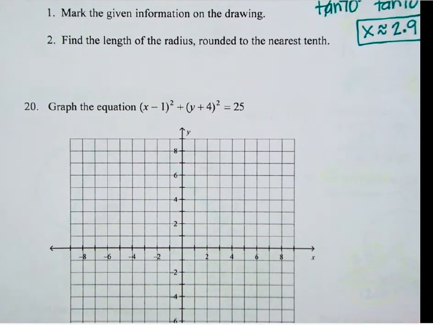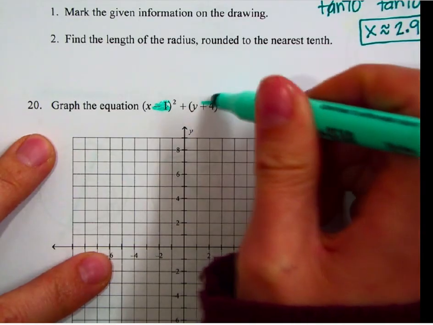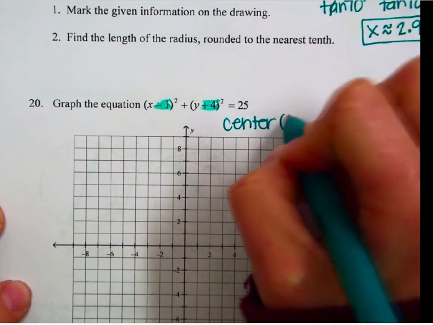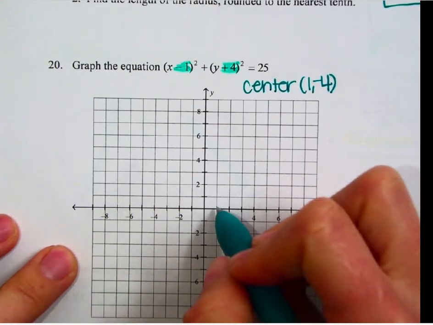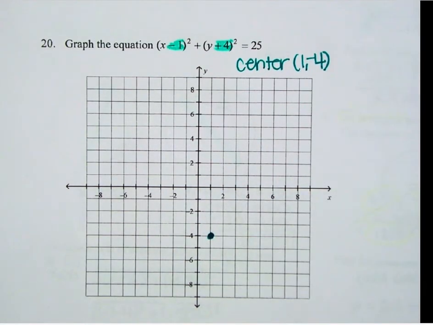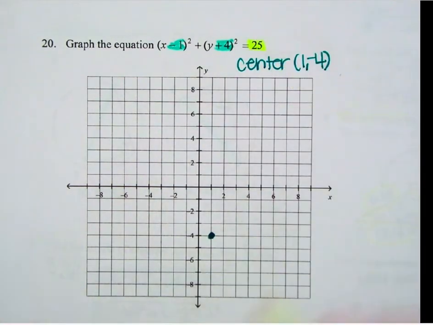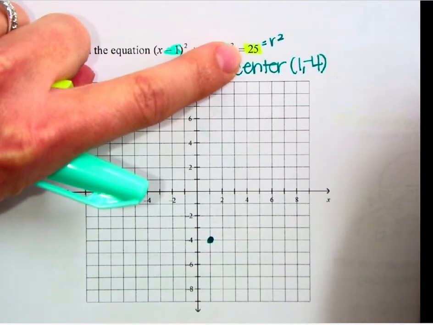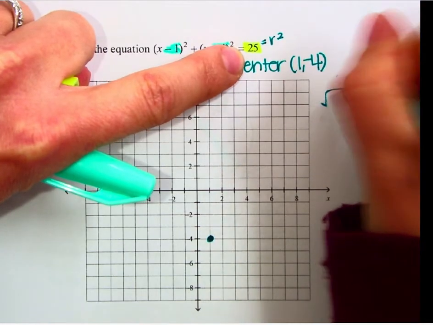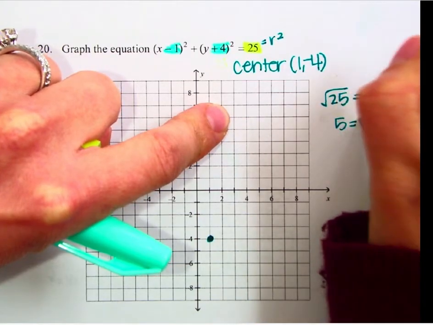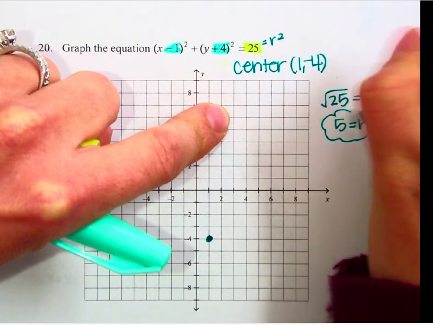And number 20, they're giving us the standard equation of the circle. So we have our center that we're going to take from here. We remember to change the sign. So the center of my circle is at 1, -4. And I'm going to plot that here. 1, -4 for the center. Then we look at 25 to find the radius. Remember in the equation, this is radius squared. So if I know the radius squared is 25, we have to take the square root of 25 to find the radius. So I know that 5 is the radius, and we're going to draw that now.